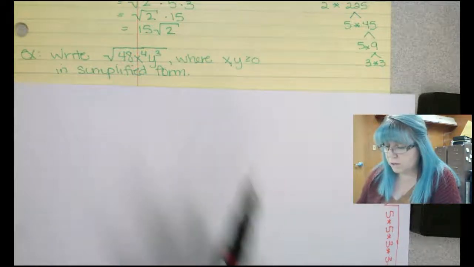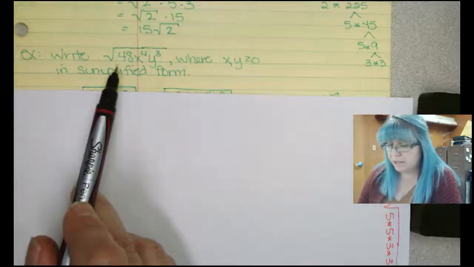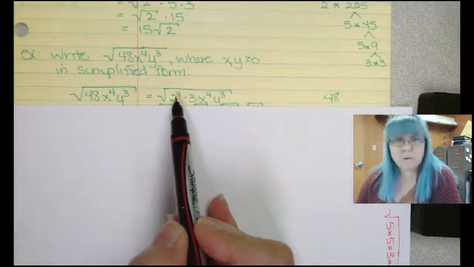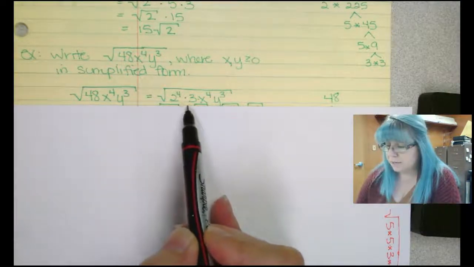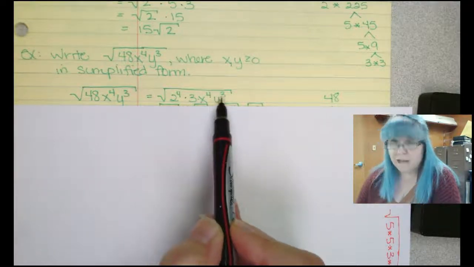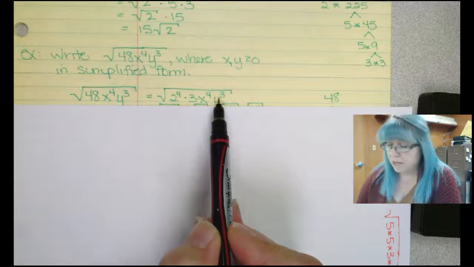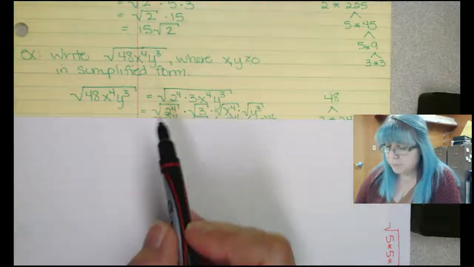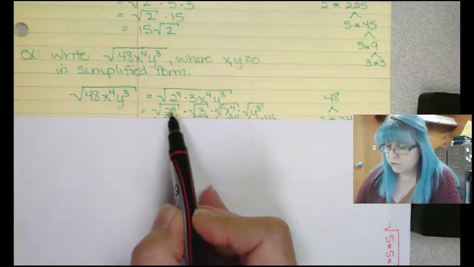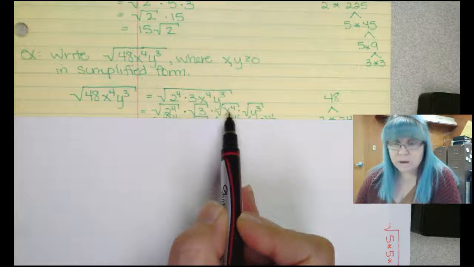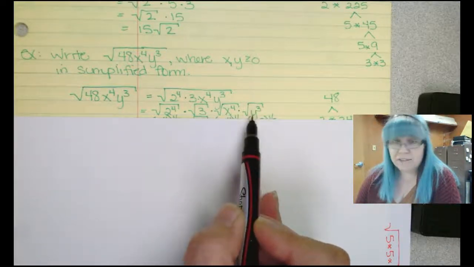The first thing we'll want to do is break down 48. 48 can be broken down into 2 to the 4th times 3, and then that just gives us times x to the 4th, y cubed. I'm going to break these down a little bit more. Separate them out: square root of 2 to the 4th times square root of 3 times the square root of x to the 4th times the square root of x cubed.